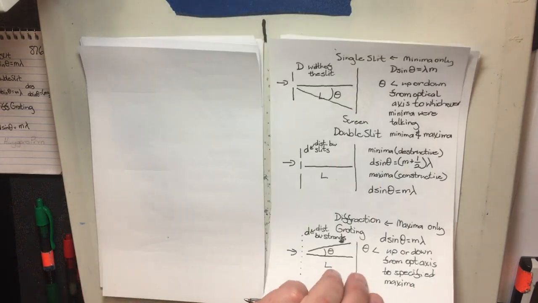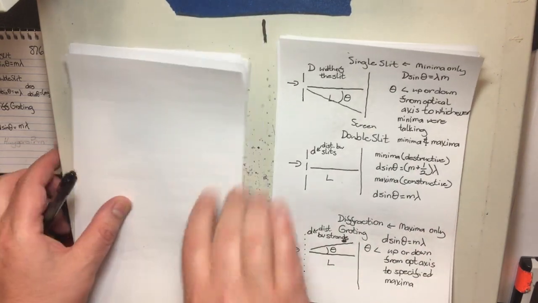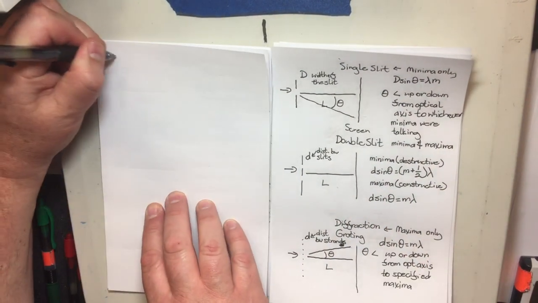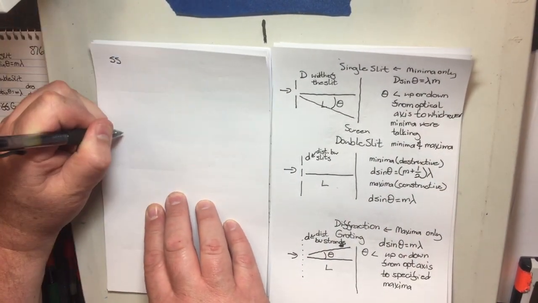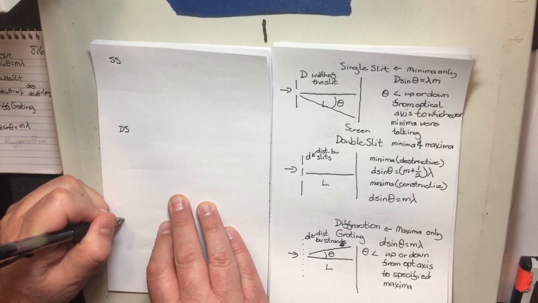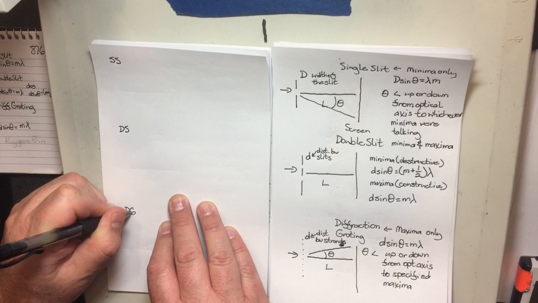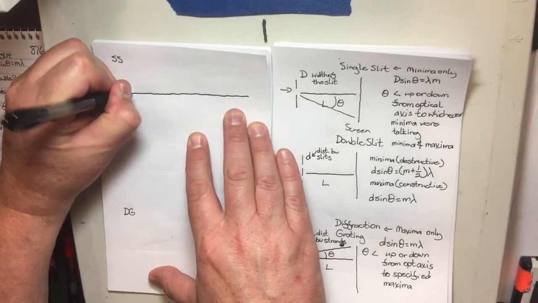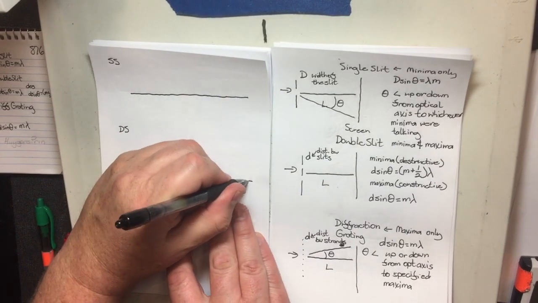When you look at single slit, double slit, diffraction grating, what I'm going to do is draw the intensity.